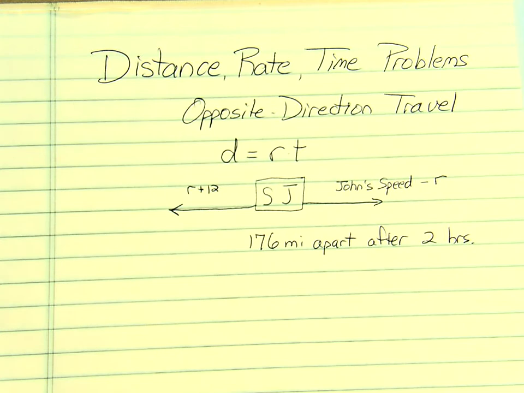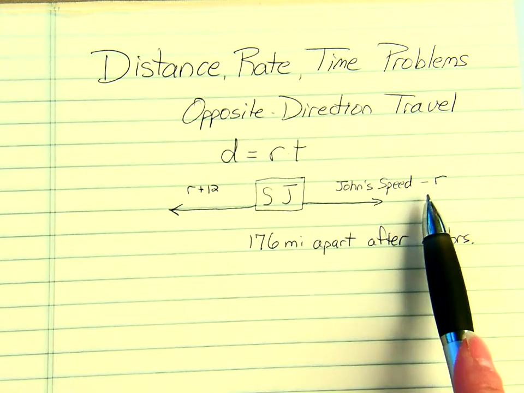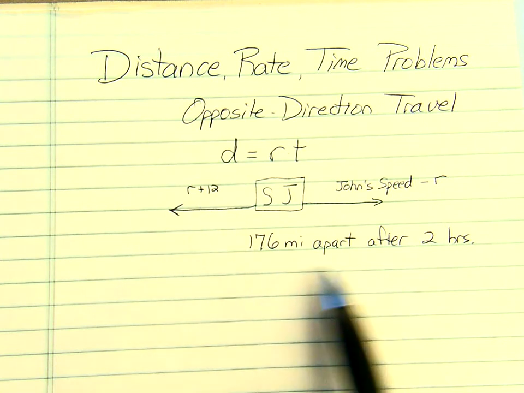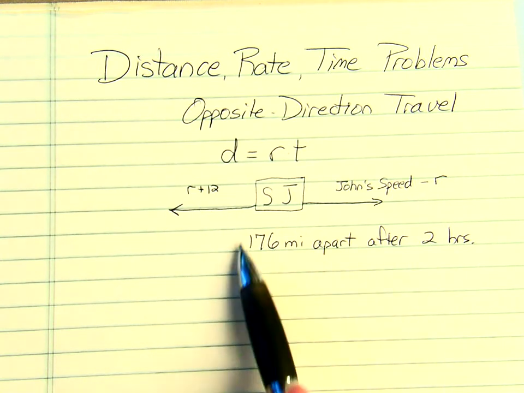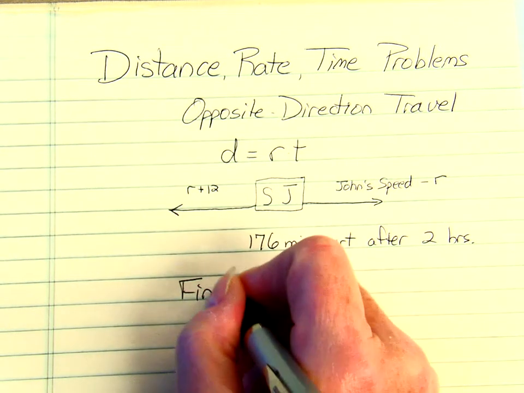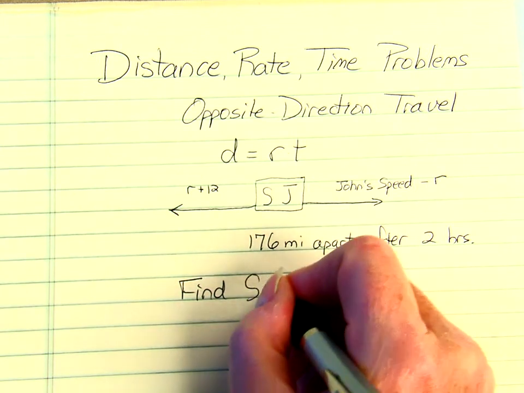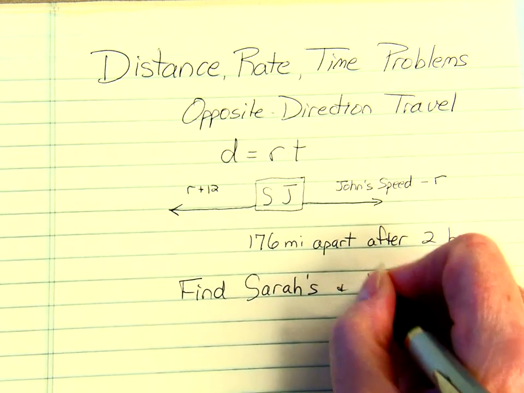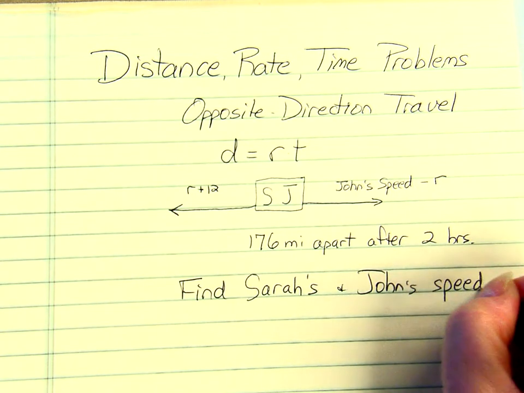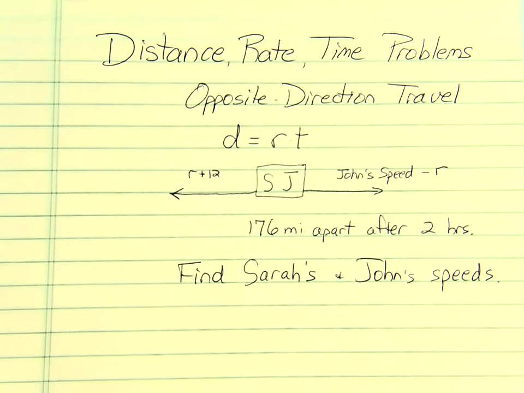Now, I want you to just notice what I'm doing. Right now, all I am doing is writing down what I know about the problem. I know that John's speed is R. I know that Sarah is 12 miles per hour faster. I know that after 2 hours, they are 176 miles apart. And my question is, find Sarah's and John's speeds. Okay, so now we know what we are looking for. We're trying to find their speeds.